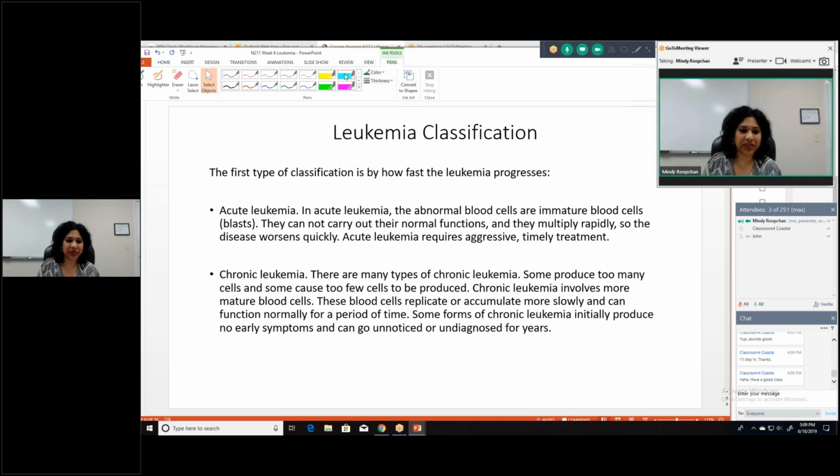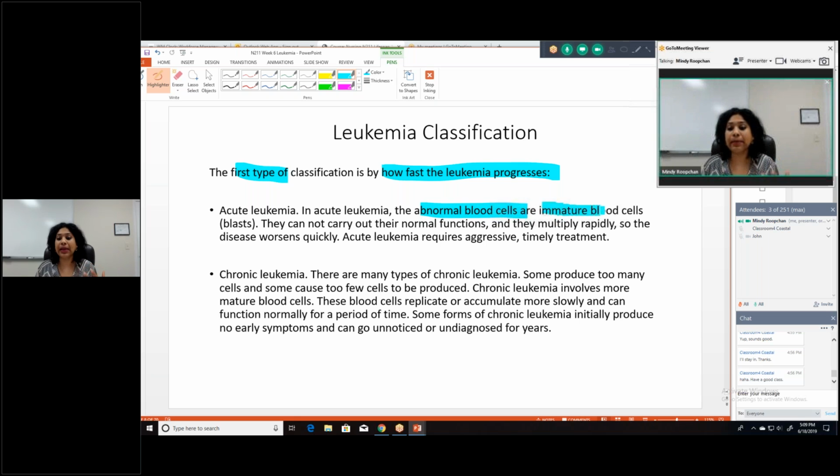So leukemia classification, the first type of classification is about how fast that leukemia is going to progress. So we have acute leukemia. In acute leukemia, the abnormal blood cells are the immature blood cells. They're called blasts, okay? They do not carry out normal function. They multiply very rapidly, so the disease worsens quickly. Think of it as acute. Acute leukemia requires aggressive and timely treatment. It's acute, it's fast, it's happening right now.